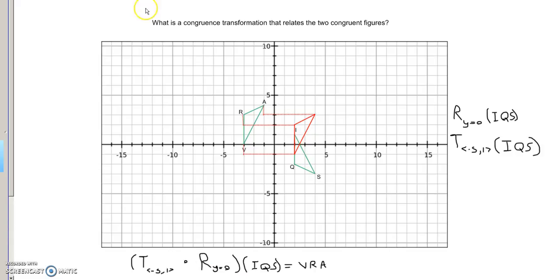Again, the only thing wrong with this is I probably should have specified that they were triangles, but this right here would be a complete congruence transformation. We are applying these transformations to this triangle, and we are proving that it is equal to that triangle.